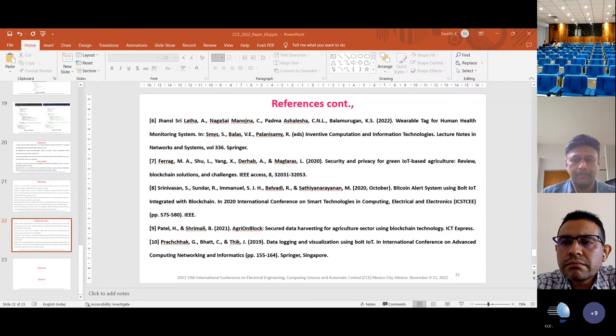And they can see the data on some device like a tablet or phone. The farmers can see the information on a tablet or a mobile app. We have to do some modifications for that. They can see it on their mobiles. The mobile app is the Bolt IoT app.